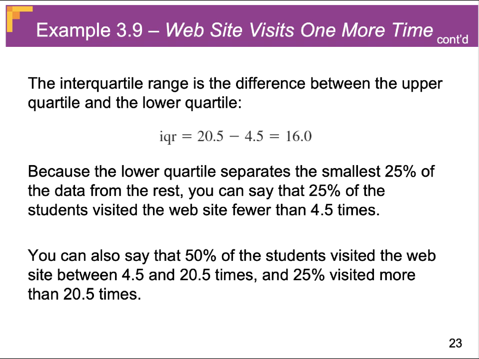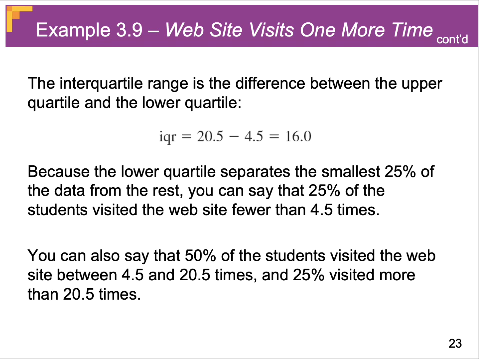Now, since that lower quartile is separating the smallest 25% from the rest of the data, we know for sure that 25% of the students viewed the website less than 4.5, since our lower quartile was 4.5. We can also say that 50% visited between 4.5 and 20.5, and we can say that 25% visited more than 20.5. So these quartiles are very helpful for you to split up the data: lower 25, middle 50, and upper 25.